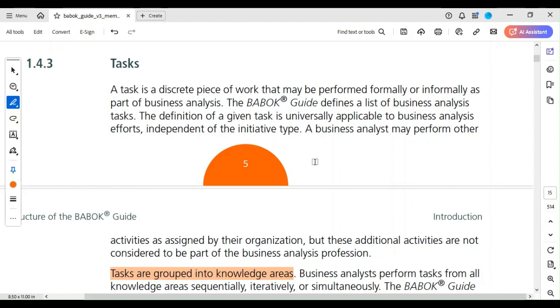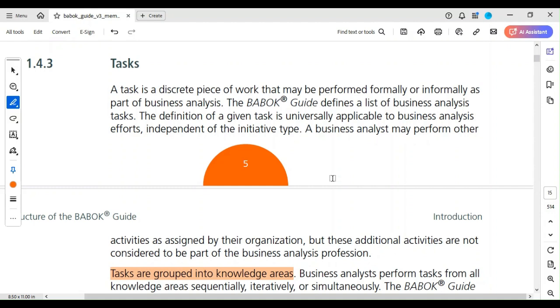So let's look at what we have for today. Tasks. A task is a discrete piece of work that may be performed formally or informally as part of business analysis. So you're expected to perform this task formally or informally, that is documentation, or even some tasks that you just have to close up on chat, where you don't have so many ceremonies around it, and these are part of business analysis work. The BABOK guide defines a list of business analysis tasks.